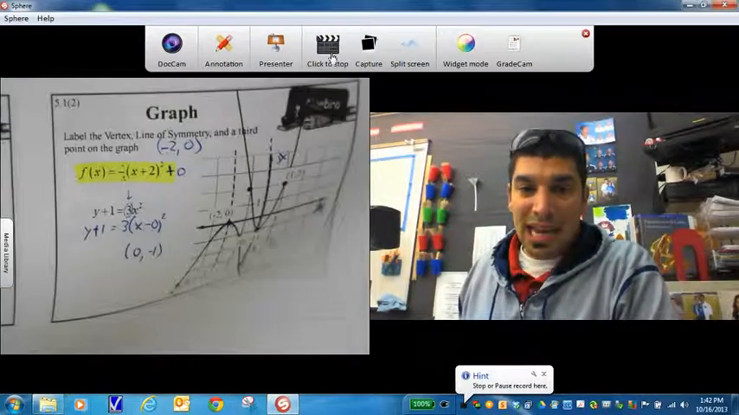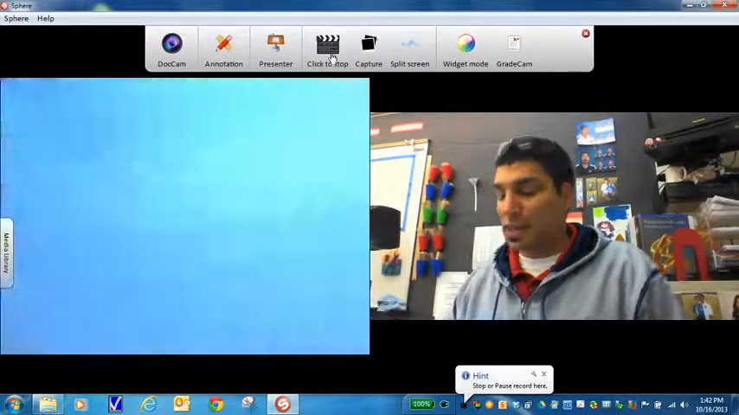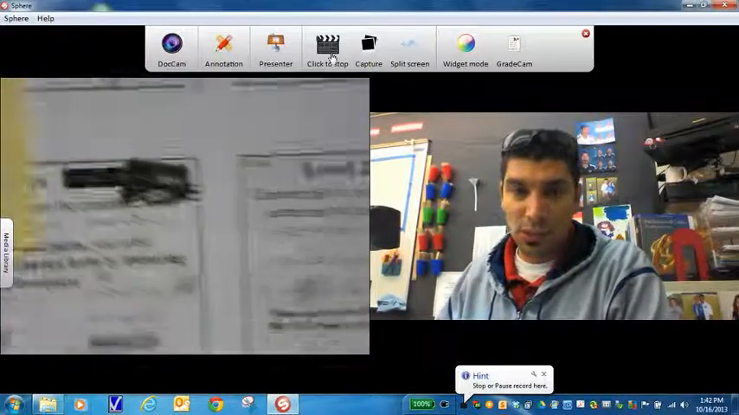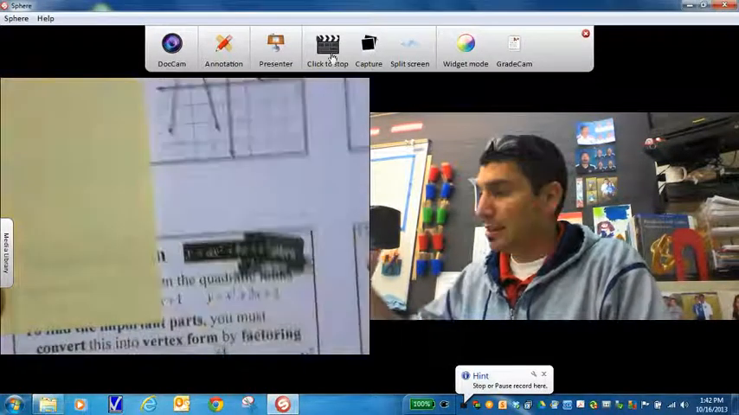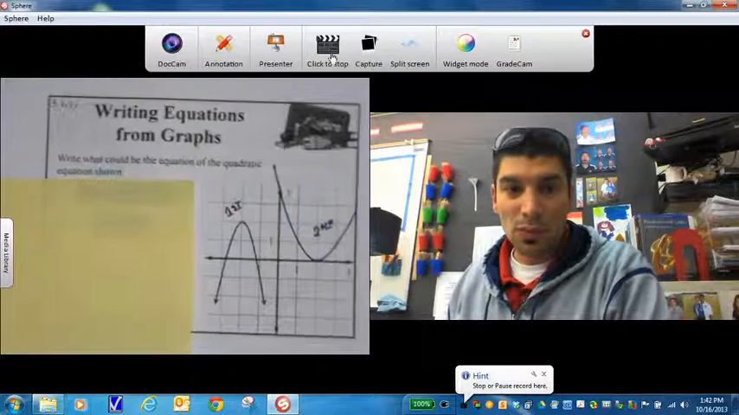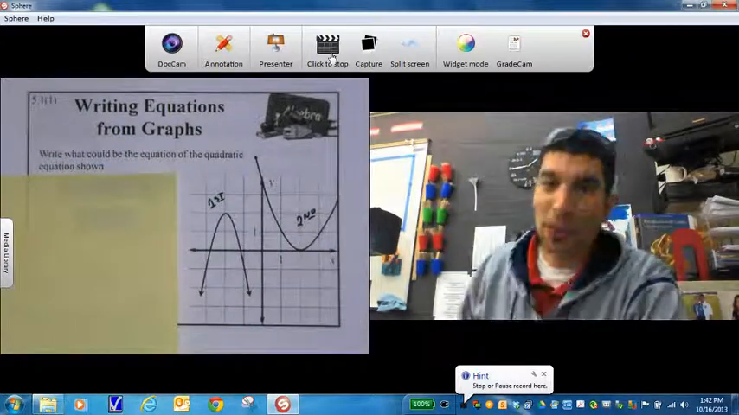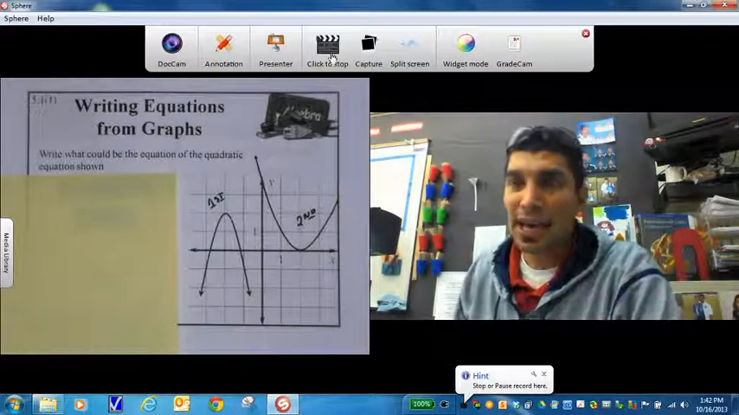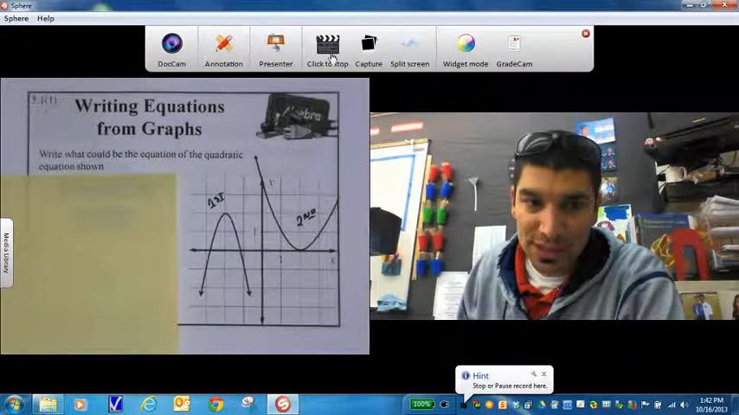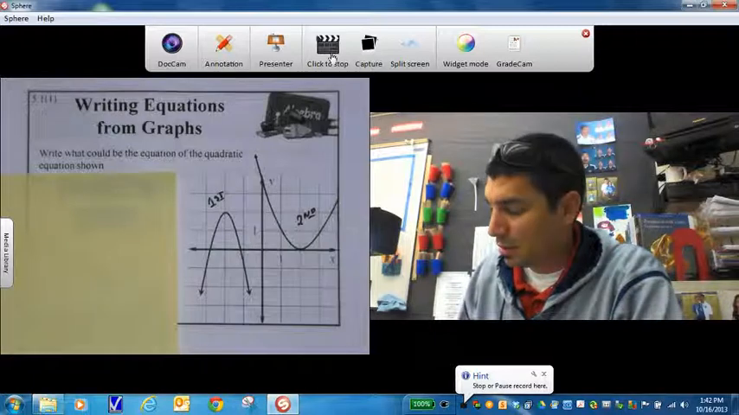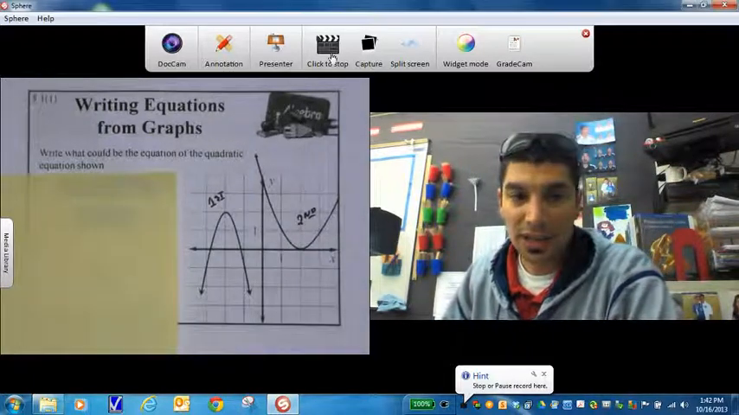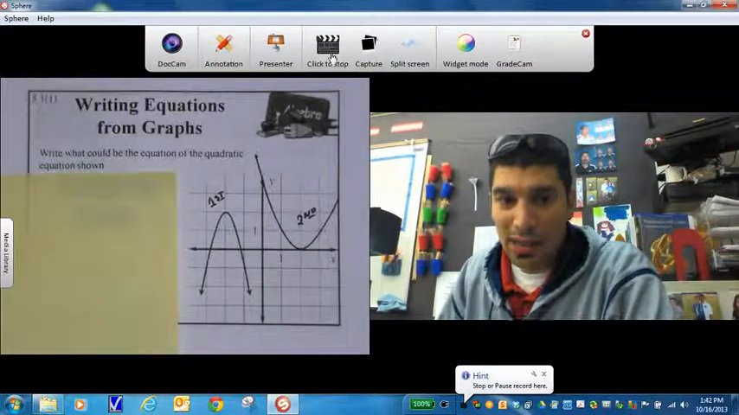One more slide and we're done. One more slide. 2 more problems. And we will be all done with our notes for today. You will get to spend the rest of your time working on this, and I appreciate your patience with all of this technology. Write what could be the equation of the quadratic equations shown.